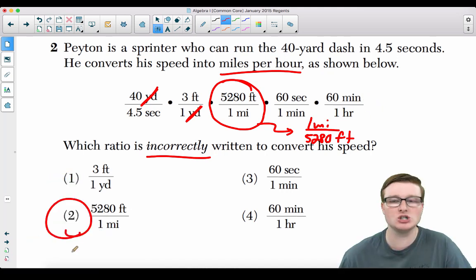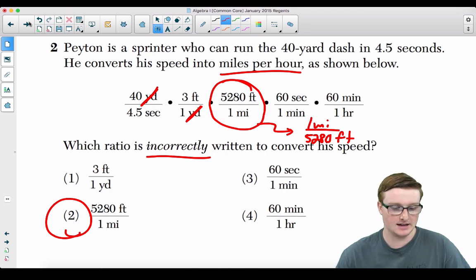So the correct answer is going to be choice 2. Everything else is converted correctly. All right, and that's about it. All right, moving on to number 3.